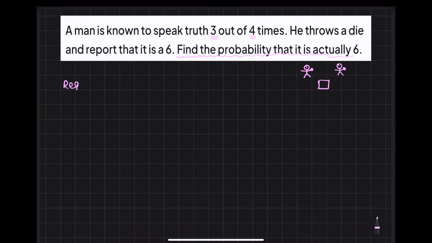Look at this. So required probability, what could be the case? There will be two situations: either he will get 6 or he will not get 6. Suppose that he got 6. So if he gets 6, do you think he will lie? No, he will tell the truth. Now suppose that in the second case he didn't get 6. So do you think he will say the truth? No, he has to lie that he got 6.